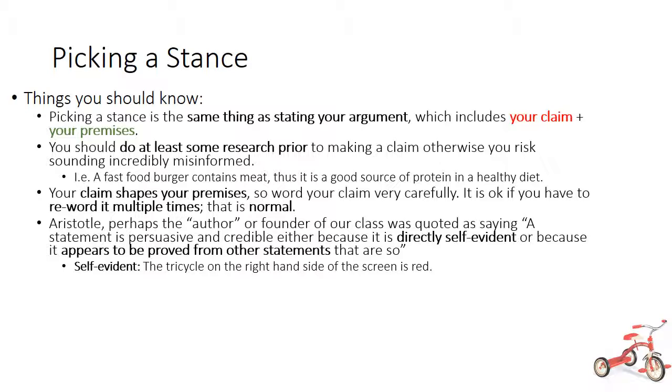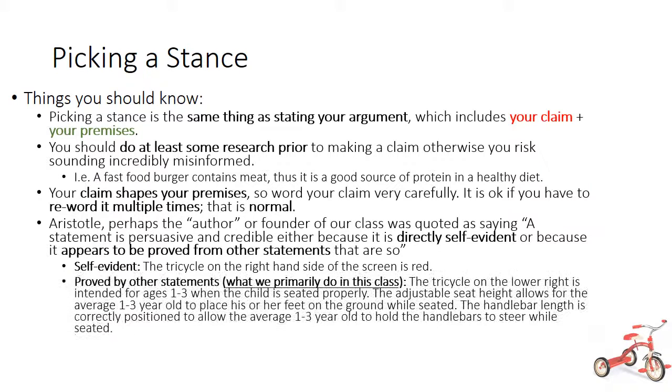You've also got unstated premises. The unstated premise is that the person reading this, or whom you're telling, can actually see the color red. Another unstated premise is that the person actually knows which tricycle you're speaking about. So, unstated, self-evident premises. Self-evident claims, now proved by other statements, are what we're primarily going to do in my classes. If you're in my class, that's what we're focused on, not necessarily self-evident.